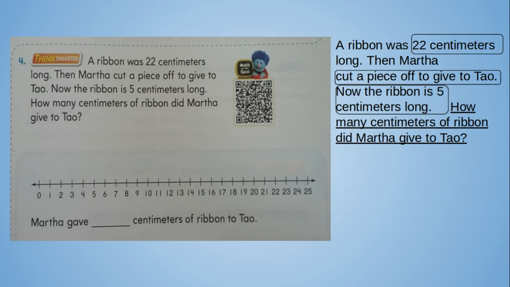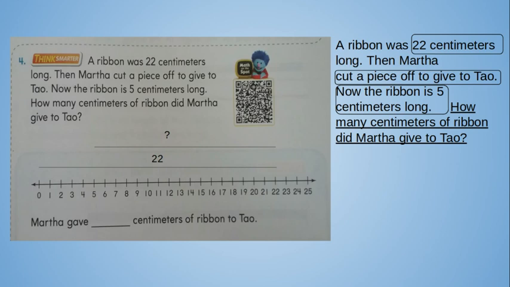All right, let's look at our number line and figure out how we can solve this. I know that I started off with a ribbon that's 22 centimeters. So I'm going to draw a line from 0 to 22 to show that original ribbon. Now I know that she cut off a piece to give to Tao. I don't know how long that piece is yet, but I can draw a line to show it because I know that she ends up at 5 centimeters, or 5 on our number line. So I can draw a line from 22 back to 5. And that's my question. How long is that? How could I figure that out?